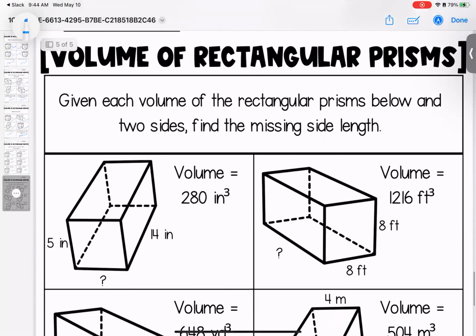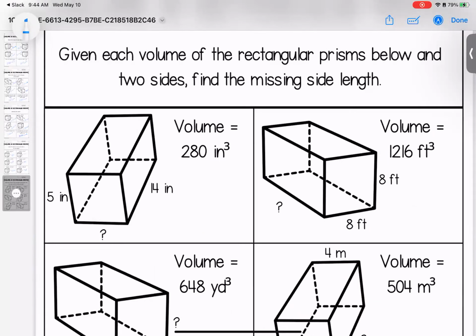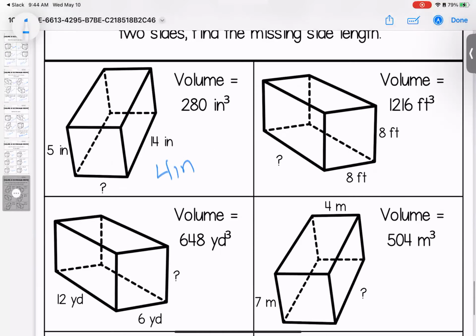All right, last one. Given the volume, what is the missing side? So for this one, we had to do some division. So I had to do 280 divided by 14, and then I had to divide it again by 5 to get a missing piece of 4 inches. Since it's side times side times side, we could do the opposite and do divide, divide. Up here, 8 and 8 is 64, so I could do 1,216 divided by 64, or I could do one at a time.